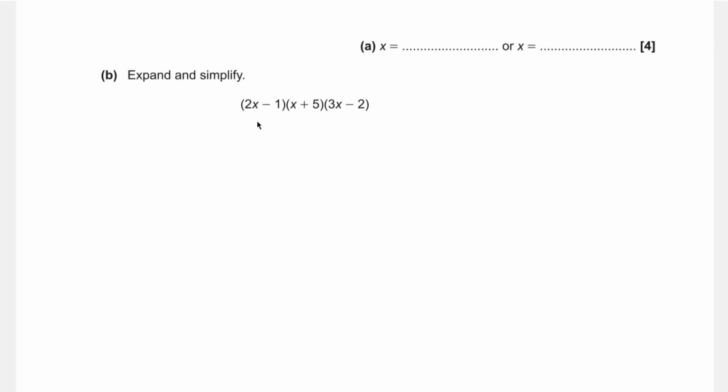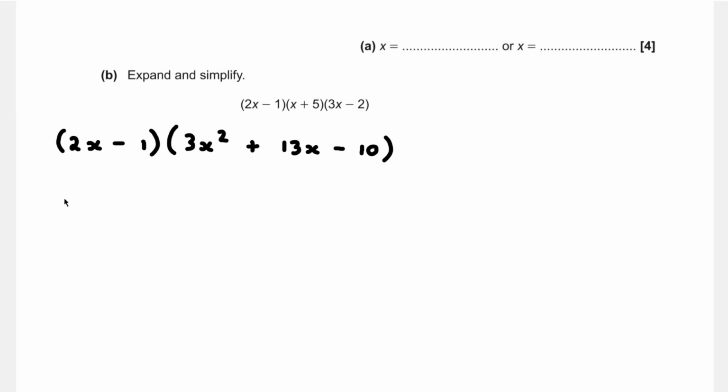We now have to expand and simplify 2x subtract 1 multiplied by x plus 5 multiplied by 3x minus 2. Well, I've got this 2x minus 1. And I'm going to multiply this by x plus 5 times 3x subtract 2. Now I've got x times by 3x, which is 3x squared. Then I've got x times by minus 2 plus 5 times by 3x. So I've got minus 2x plus 15x, so that's 13x. Then I've got 5 times minus 2, which is minus 10.